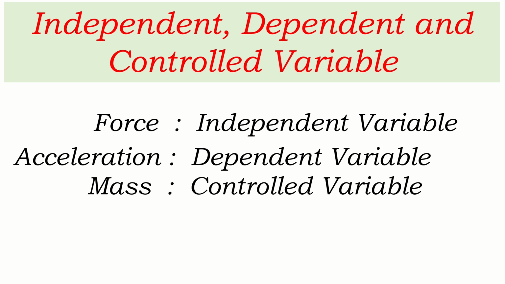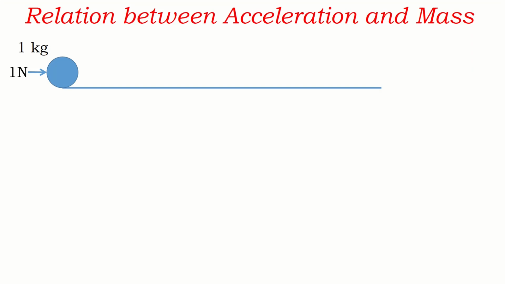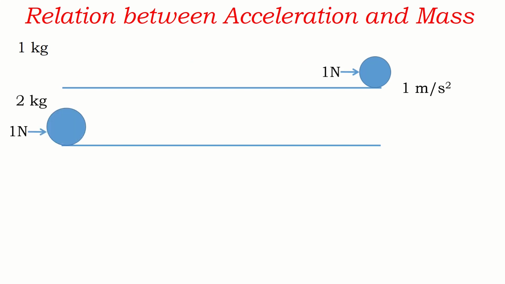Okay, let's go to the same Newton's second law of motion. What we did at that time, the relation between acceleration and mass was also established. When 1 Newton force is applied on 1 kilogram mass, then the acceleration produced will be 1 meter per second square. If we increase the mass, if it is made 2 kg and the same amount of force, 1 Newton, is applied, then acceleration will be less. I am showing it by the slow motion of this 2 kilogram mass. Acceleration will be just 0.5 meter per second square.